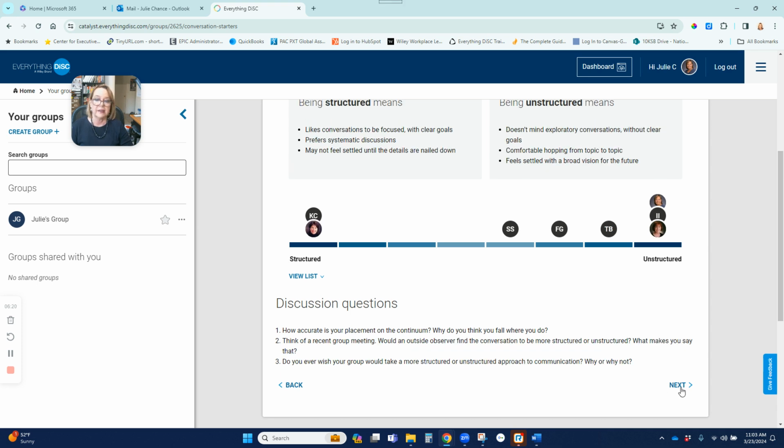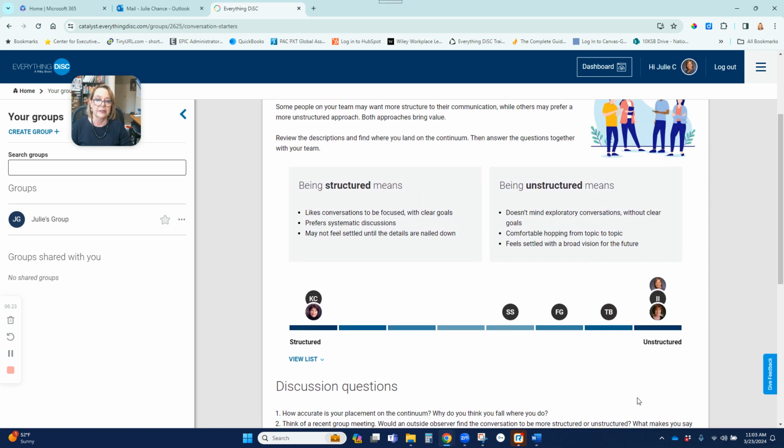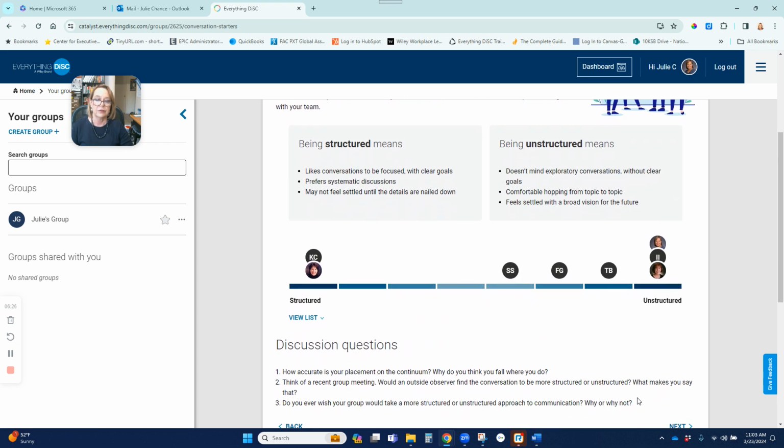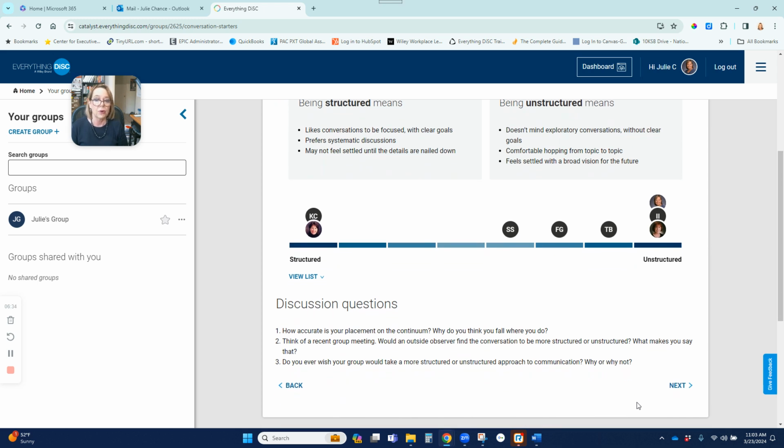And then once you've had that discussion, you can go to next, and you've got another continuum. This continuum is being structured. It talks through what being structured is, what being unstructured is. You can see this team has a little bit more diversity in terms of structured and unstructured, but there's still three people up on that unstructured end and two down on that structured end. So conversations about how does that impact the team dynamics, and how does it feel when you're one of the people who's structured and you're working with the unstructured, and vice versa.